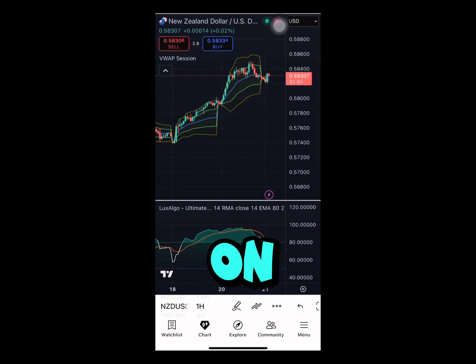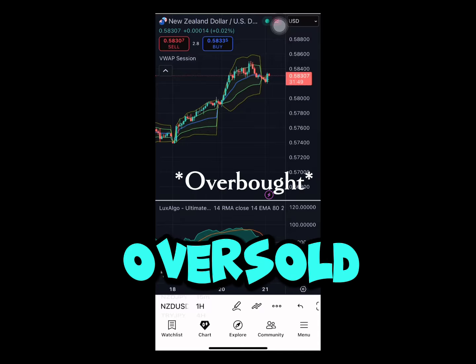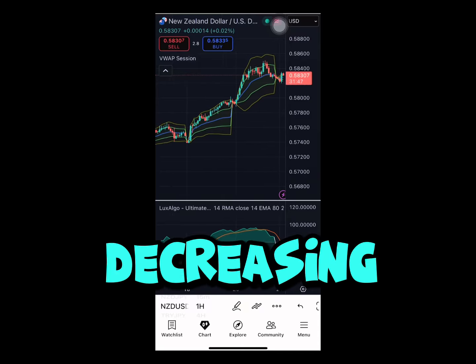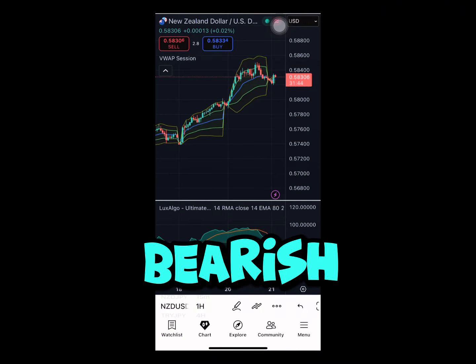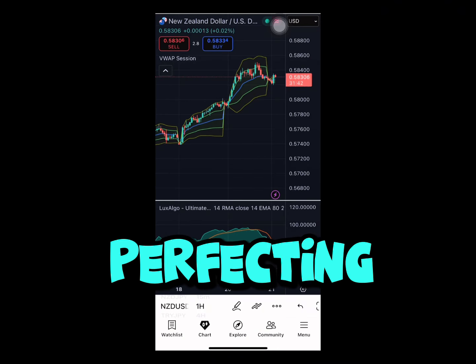Now I might take a sell on this trade as it was recently oversold and is decreasing and it looks to be bearish, and I'm still working on and perfecting this strategy.